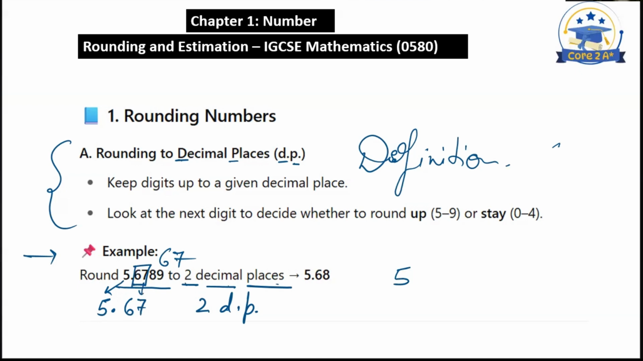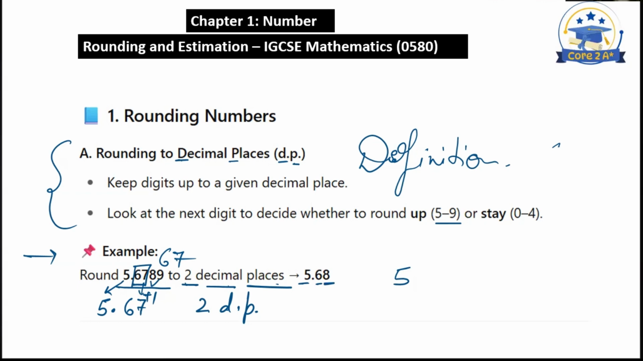And the third number is what? It is 8. See, if we have a number from 5 to 9, we will add 1. Where will we add? In the 7. We will add it to the 7. If there are 0 to 4, we will just stay. No need to add or subtract. No need to do anything. That's why the answer is 5.68 instead of 5.67.